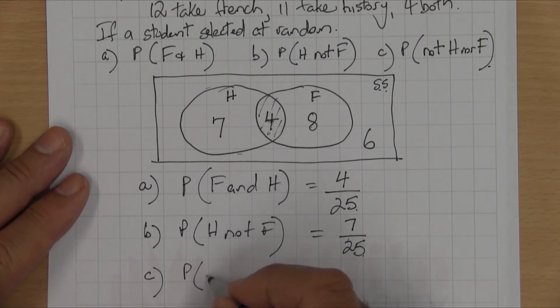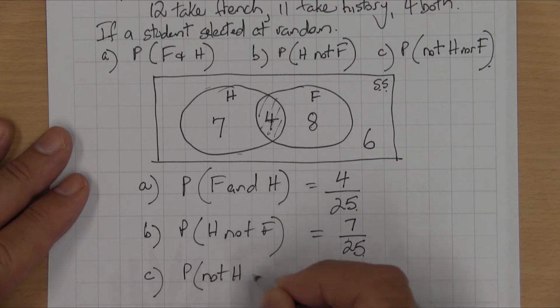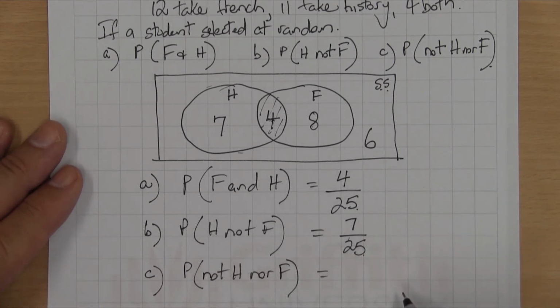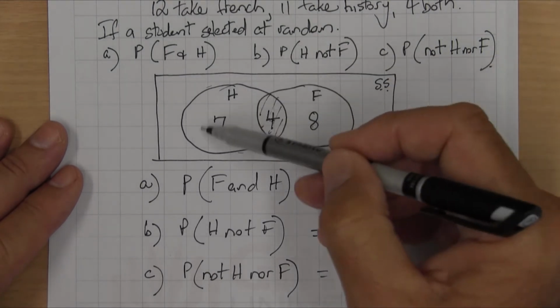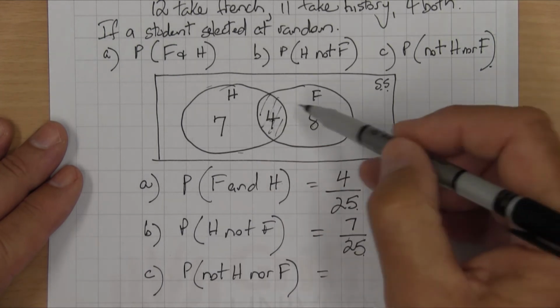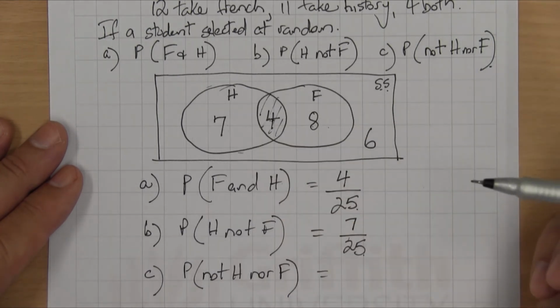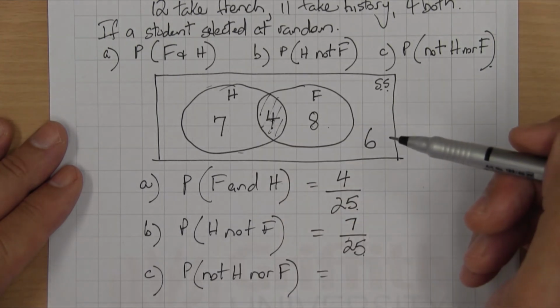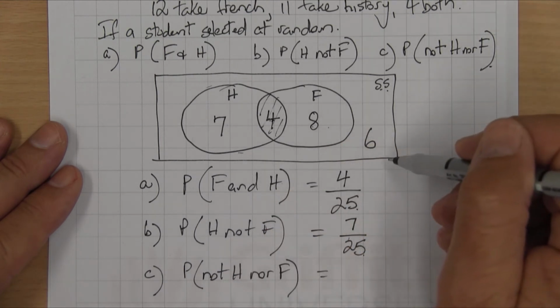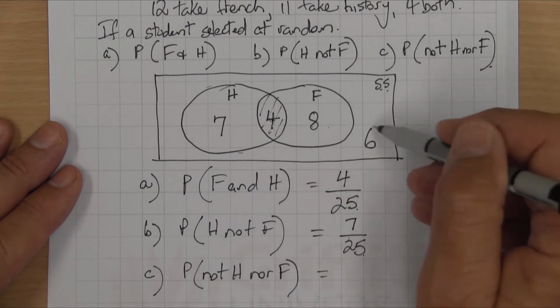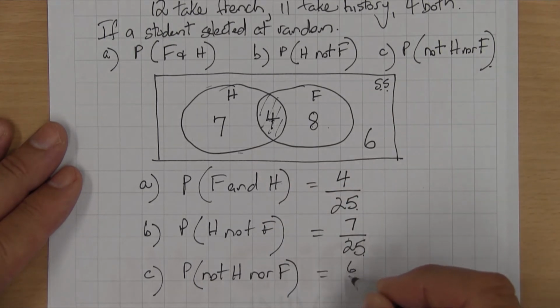Probably not history or French. So they don't do either of those. So we will not include those. So if it was history or French, then we would just add those up. But not, it would be just these 6 here. So it'll be 6 over 25.